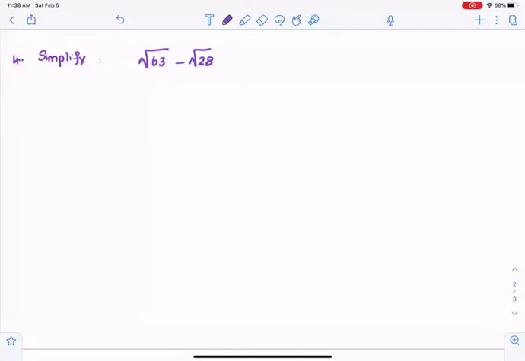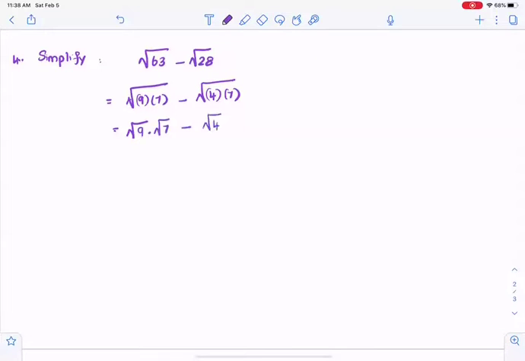So we want to write the numbers inside the root in terms of perfect squares, if at all possible. The perfect square in 63 is 9 times 7. The perfect square in 28 is 4 times 7. I can split the root by product. So square root of 9 times square root of 7 minus square root of 4 times square root of 7.